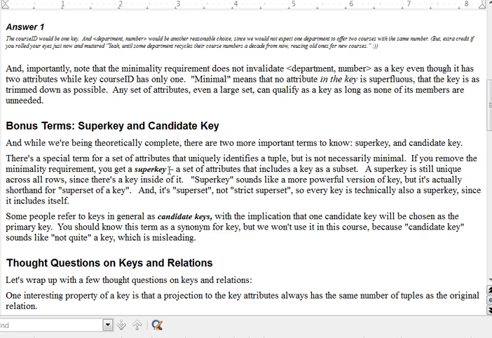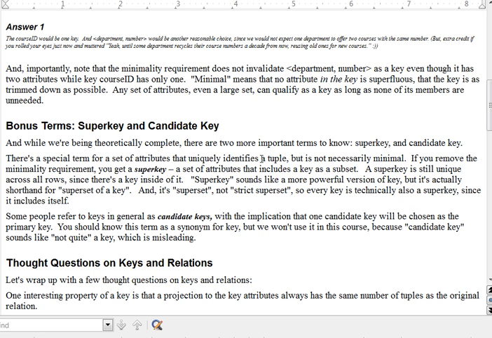And some people refer to keys in general as candidate keys, with the implication that one candidate key will be chosen as the primary key. You should know this term as a synonym for key. Key, candidate key, same thing. But we won't use it in this course because candidate key sounds like not quite a key, which is misleading.